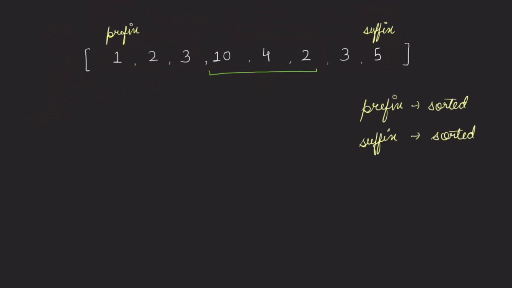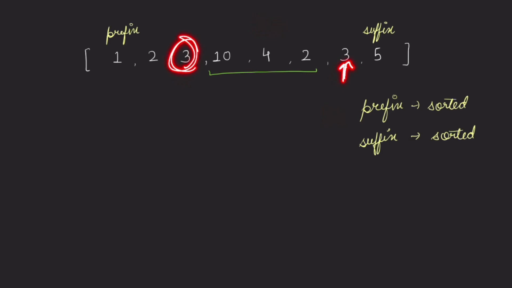What should be the third condition? The third condition should be that the last element of the prefix, which in this case is 3, should be less than or equal to the first element of the suffix, which is 3. Because if that is the case, only then when I combine my prefix and suffix, they will give me a sorted array, right? If the last element of the prefix and the first element of the suffix do not satisfy the condition of less than or equal to, then when you combine them, your array won't be sorted in increasing order. So here we have 3.